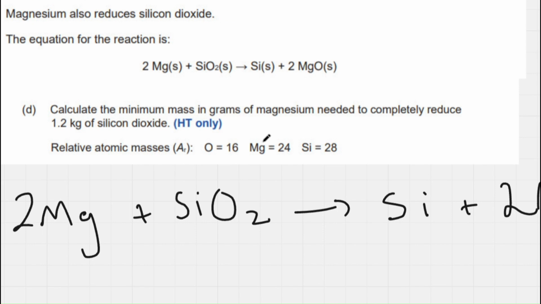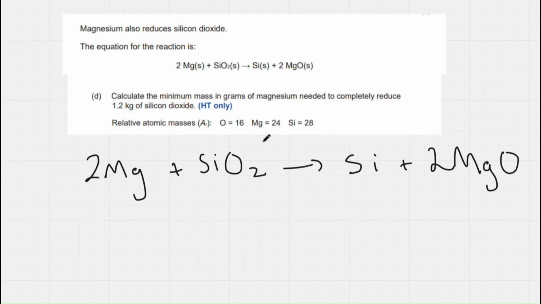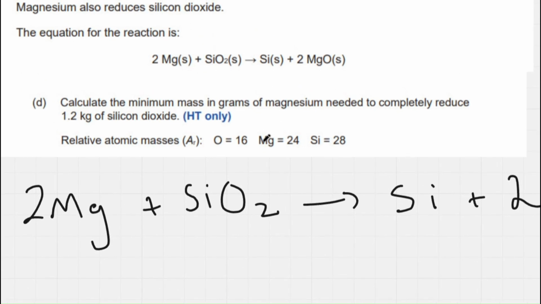Now, these sorts of questions can stump a lot of students, especially because they are very heavily based on calculations, and there is a step-by-step program that you can take in order to reach the end of this question and finally find your answer. The first thing that we're going to do is look at what the question gives us. We know that the question gives us 1.2 kilograms of silicon dioxide, and it also gives us the atomic masses of each element.